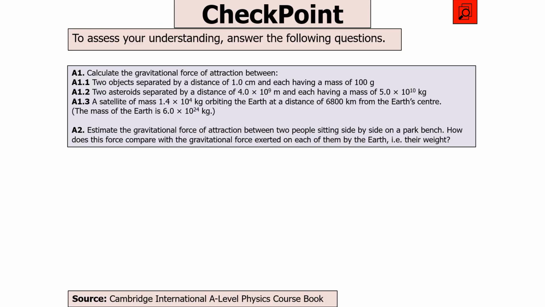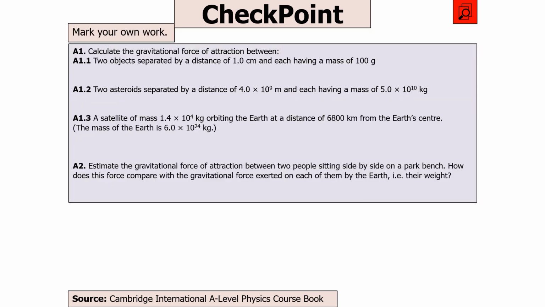The next question says, calculate the gravitational force of attraction between two objects separated by a distance of 1 centimeter, each having a mass of 100 grams; two asteroids separated by a distance of 4 times 10 to the 9 meters and each having a mass of 5 times 10 to the 10 kilograms; a satellite of mass 1.4 times 10 to the 4 kilograms orbiting the Earth at a distance of 6,800 kilometers from the Earth's center; and then estimate the gravitational force of attraction between two people sitting side by side on a park bench. How does this force compare with the gravitational force exerted on each of them by the Earth? So pause the video now, then unpause the video when you want to go through your answer.